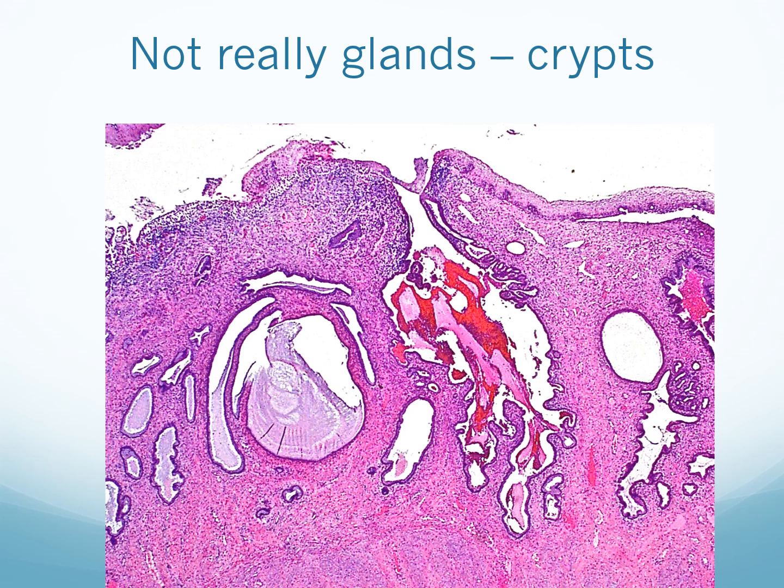Here we have the transformation zone. There are a couple of things to observe. The first thing to observe is that there is squamous epithelium at the top where it has grown over the glandular epithelium. And the second thing to observe is that all these glands are connected to the surface and are really crypts, not true glands.